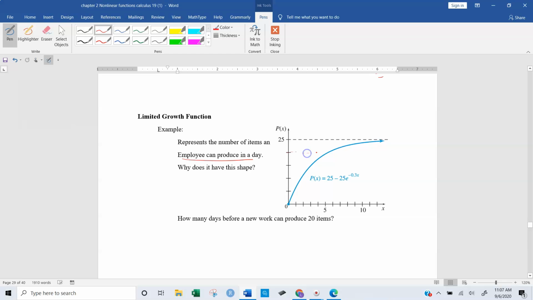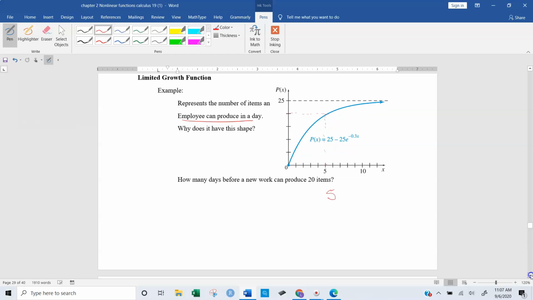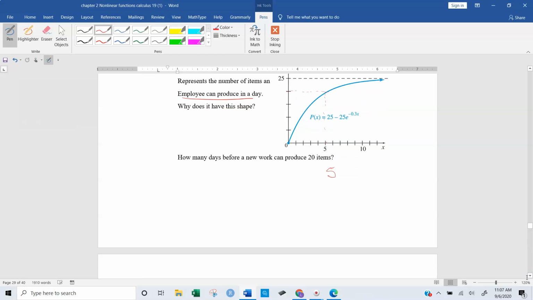All we're doing is we're reading a graph. This is roughly right here, and it looks like 5. This is an estimate, just from graph reading. All right, if you had 6, I'd take that one too. It depends on how good you go.